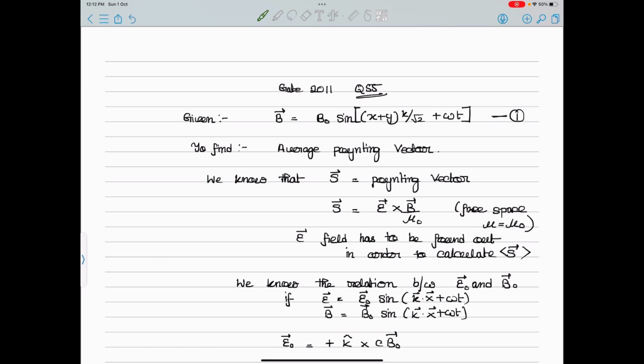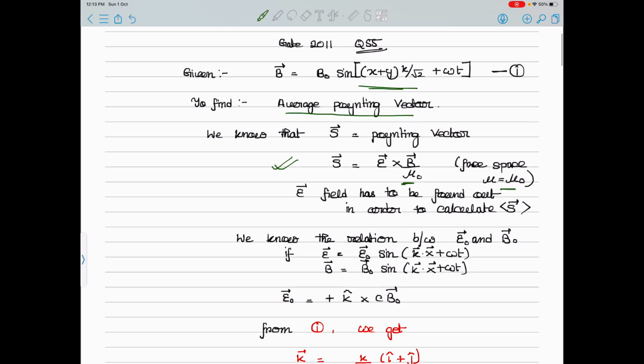Okay, so what is given is that B is equal to B naught sine of (x plus y) k by root 2 plus omega t. It is given in the question. Now we need to find out the average Poynting vector. Now what is the Poynting vector? The Poynting vector is defined like this: S is equal to E cross B by mu naught. We are considering free space, so we are writing it as B by mu naught, where mu is equal to mu naught, and hence it is this definition.